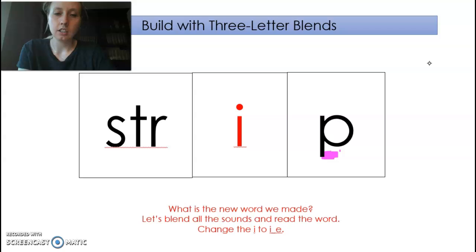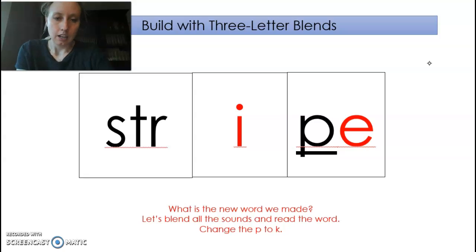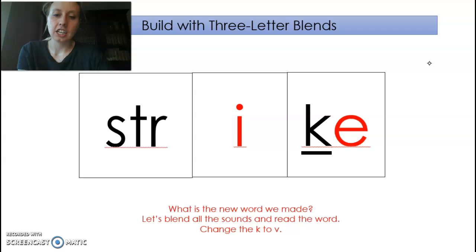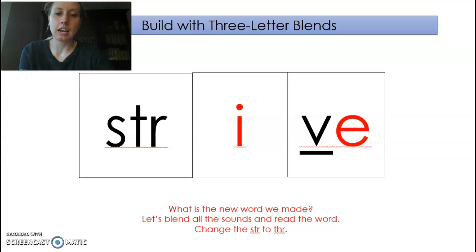3, 2, 1, stripe. Keep the super E, but put a K instead of a P. 3, 2, 1, strike. Change the k to v. So keep the super E, but we're going to put v. So 3, 2, 1, strive. So if you're striving to do something, you're really trying.